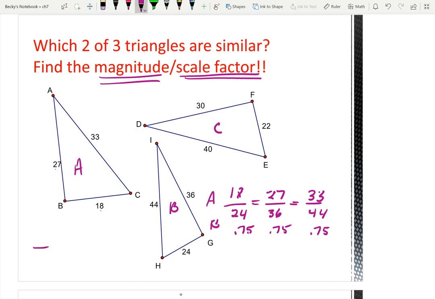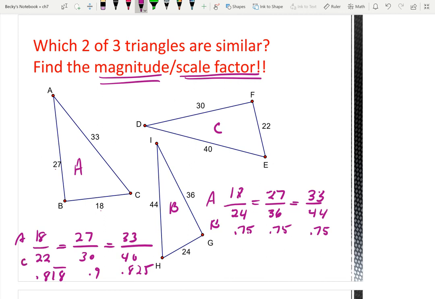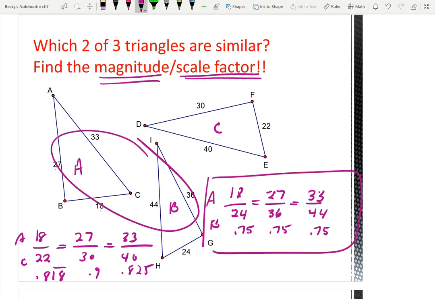Now, I want to show you one where they're not proportional. Okay, so let's just do A and C real fast. So again, we know A is 18, 27, and 33. And so this is 22, 30, and 40. Okay, so 18 over 22 is 0.818 repeating. And then 27 over 30 is 0.9. And then the last one is 0.825. As you can see, they're all different. And this was A and C. They're not similar. Okay, but this is the one that worked, A and B.